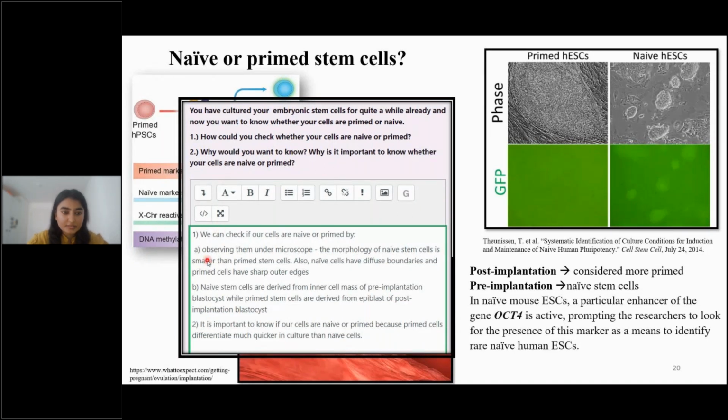So first, we can check whether the cells are naive or primed by observing them under the microscope. The morphology of the naive stem cells is much smaller than the primed cells, right? Also, the naive cells have diffused boundaries and primed cells have sharp outer edges. Second thing, naive stem cells are derived from the inner cell mass of the pre-implantation blastocyst. So this is a major difference.